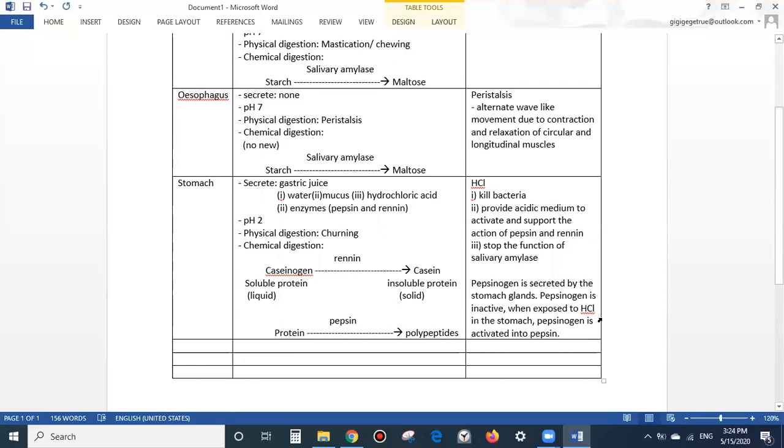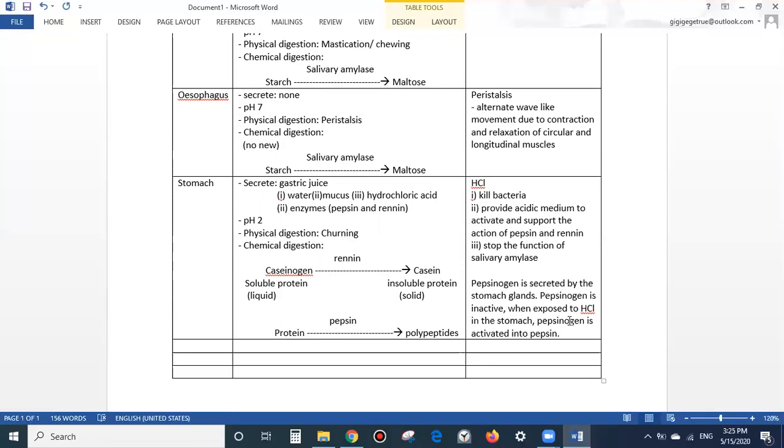So say you are the cell that is secreting pepsin. When you make pepsin, pepsin can digest you. So the cells that are producing pepsin are in danger of getting digested by the thing that they produce. That's why they need to produce it in an inactive form, so when it's still in the cell, it doesn't digest the cell itself.